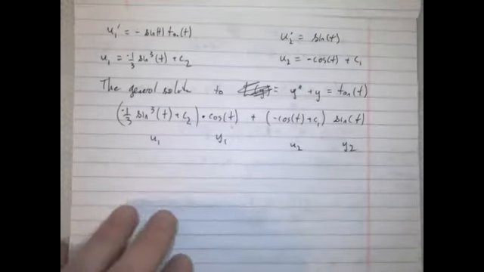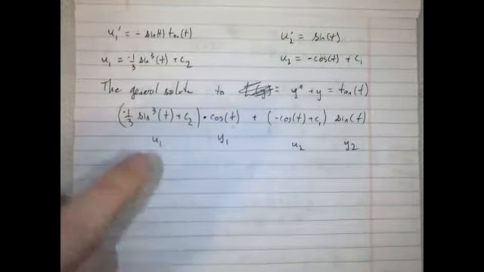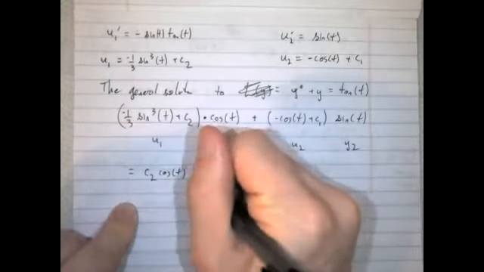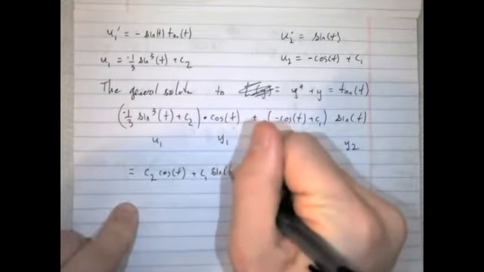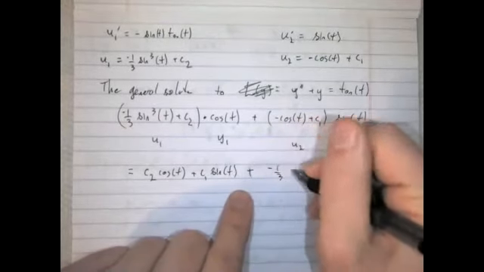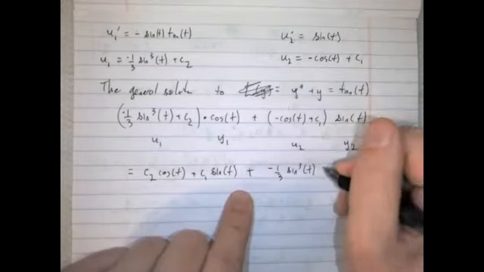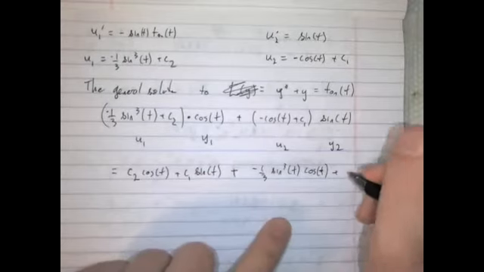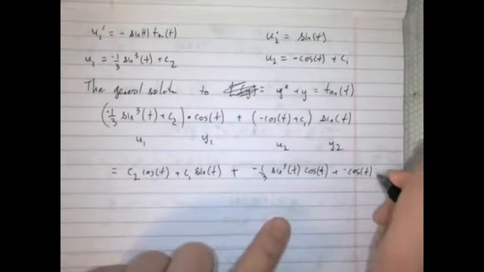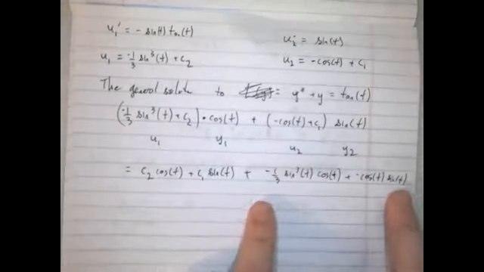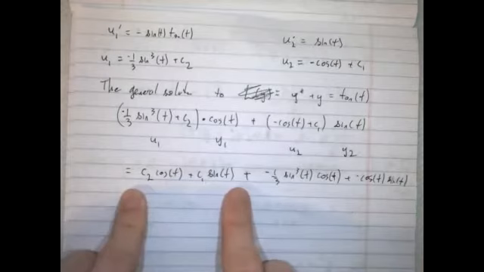And if you want to, you can simplify this all the way back to what we know the solution has to look like. In particular, this can be rewritten as c2 cosine of t plus c1 sine of t plus, and now here's the specific solution, negative 1/3 sine cubed of t cosine of t plus negative cosine of t sine of t. The point is, this is our specific solution. Here's our general solution for the homogeneous piece.